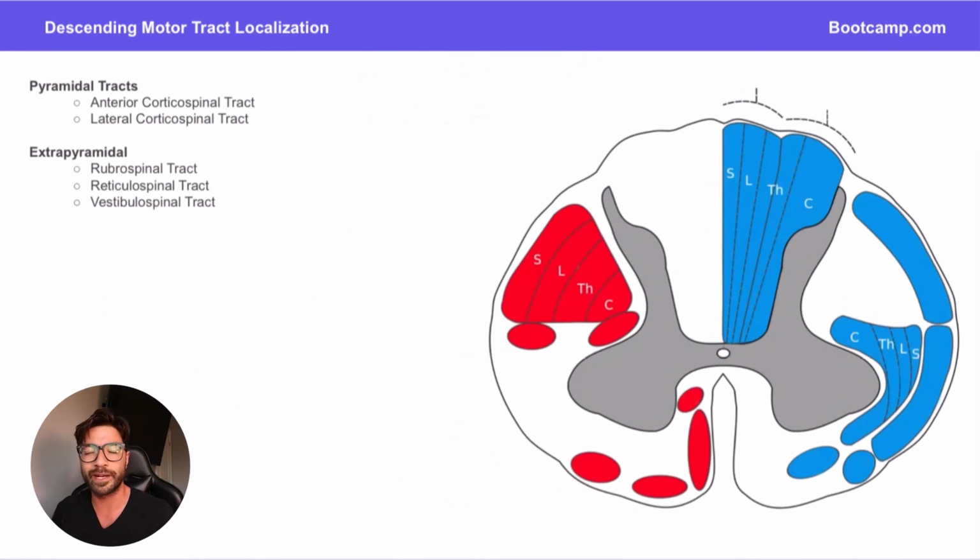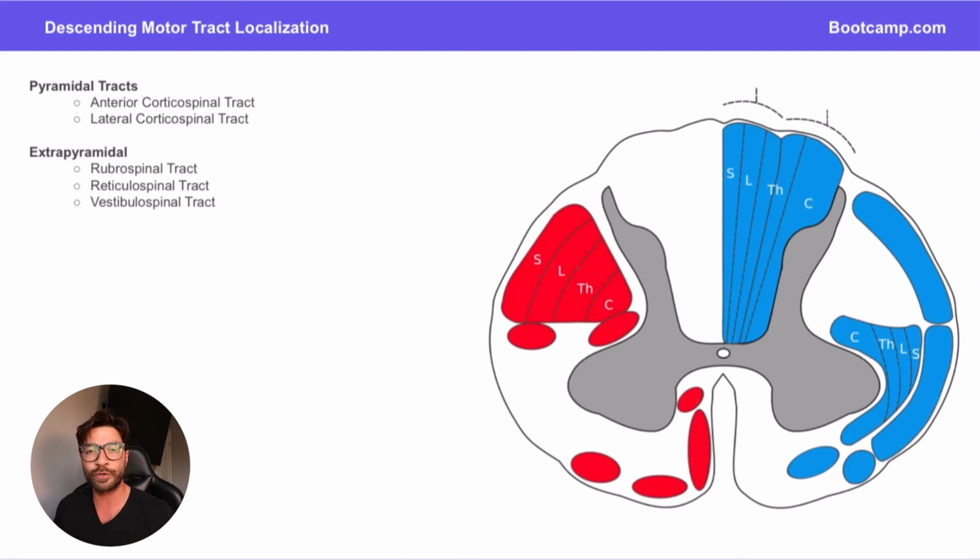So again, reiterating, we have the pyramidal and the extrapyramidal tracts. Now, the pyramidal tracts, those are going to be the anterior corticospinal and the lateral corticospinal. Sometimes we would just refer to these as the corticospinal tract. So our lateral corticospinal is going to be this large triangular shaped structure found right here on the most lateral aspect of the spinal cord, found between the dorsal horn and the ventral horn. So this wedge shape right here, that's going to be the lateral corticospinal tract.